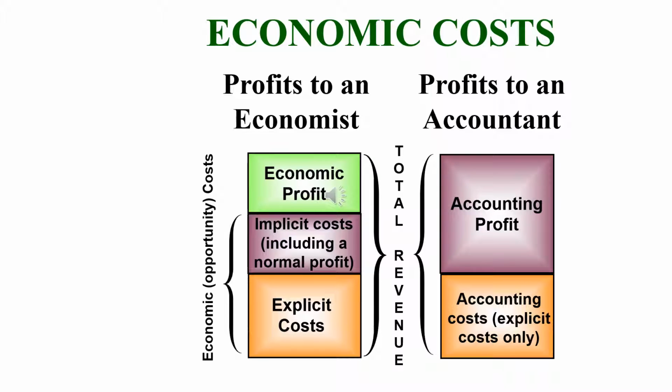All right, here we have economic costs. Profits to an economist. Economic profit is only gained when you cover your explicit and implicit costs. Notice how the accounting profit is much higher than the economic profit. That's because the accountants don't take into account implicit costs, normal rate of return and opportunity costs being covered.